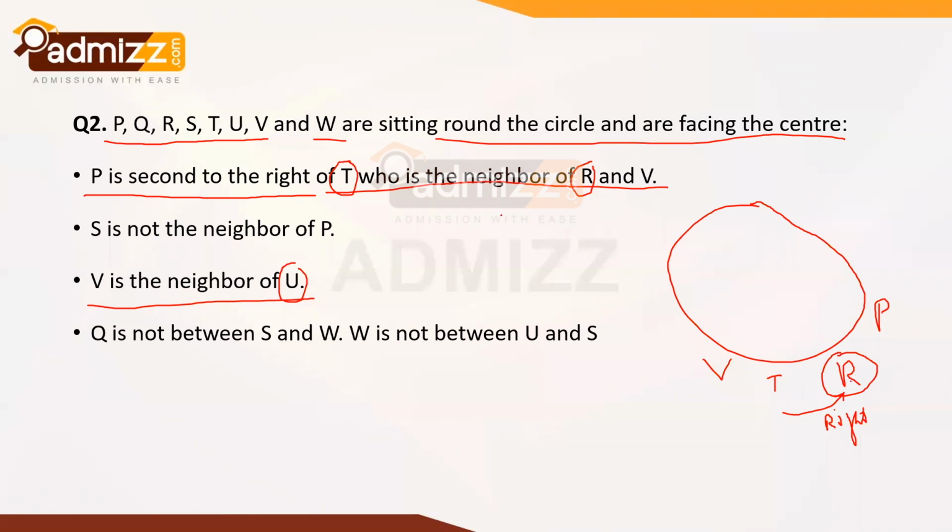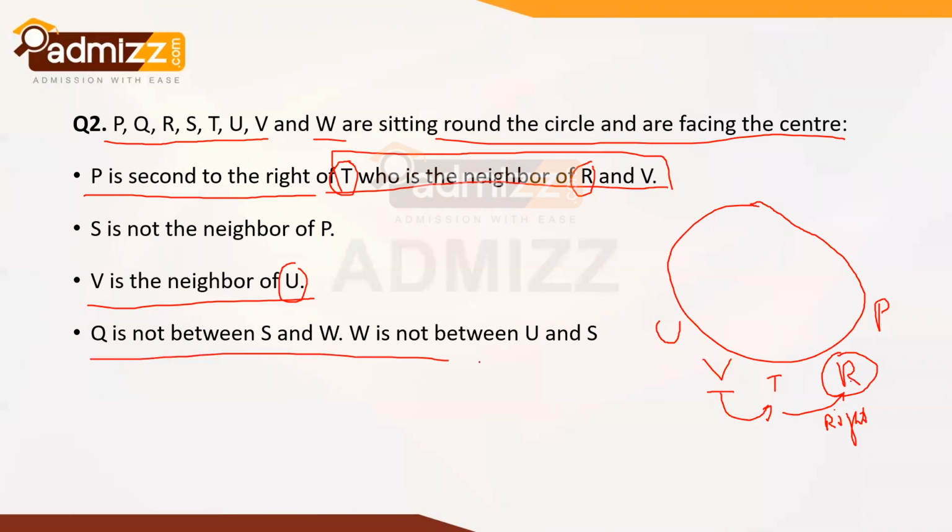Now, next up, what we've got is U is the neighbor of V. Now, V is right here. We know one of the neighbors of V is T from the first hint, right? T is the neighbor of R and V. So that also means that V is the neighbor of T, right? So another neighbor of V is U, who must lie right here, right? So from the 8 participants, we've already figured out the position of 5 of these. Now we just have got 3 left, right? S, W, and Q, right?